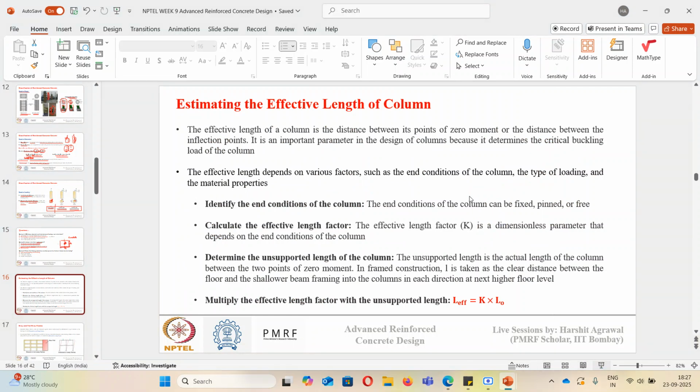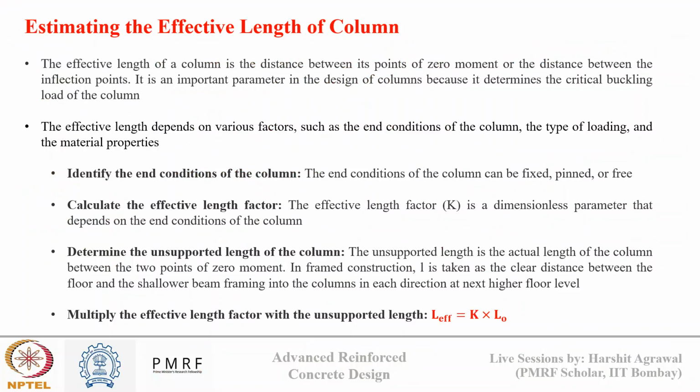Okay, so let's move ahead. When we are talking about the slenderness ratio formula, we said that it is equal to L effective by r. There you saw a new term which we used: effective length. Now, what is this effective length? The effective length of a column is represented by L effective.